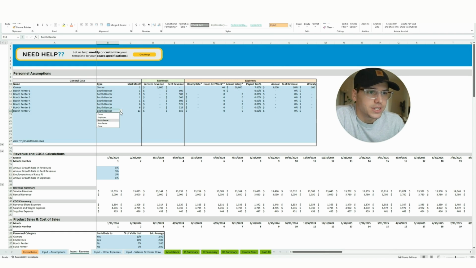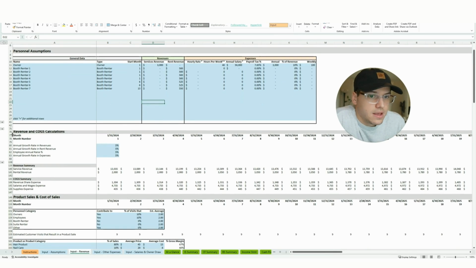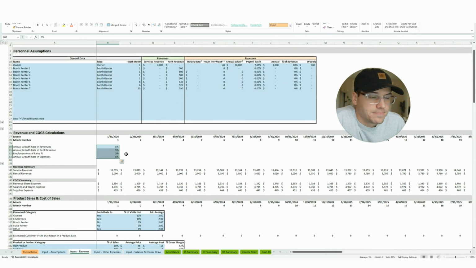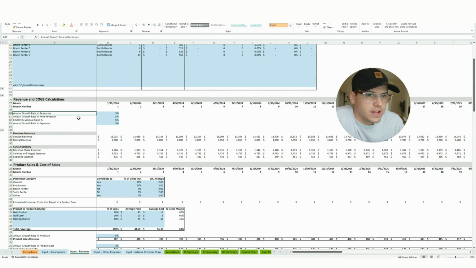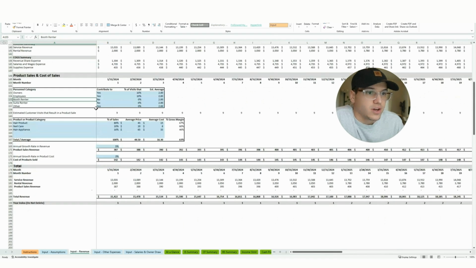Now you do have the option here to, if you want to have both, you can have employees and you can input that information. If you want to have a hybrid, maybe you have some employees and some booth renters, you can certainly do that in this model. And then you can calculate your cost of goods sold here, like your growth rate and different income and expenses. If you're going to sell any products in the salon, you can have those here. And then I think you can split those.